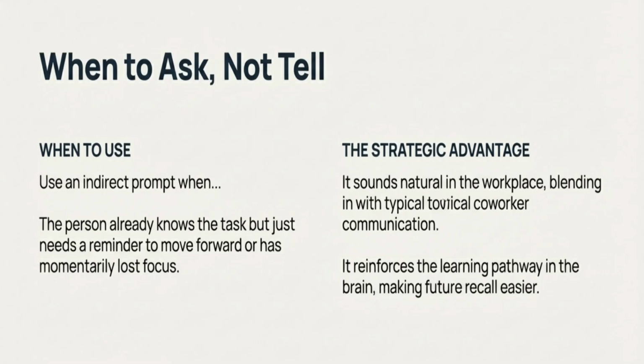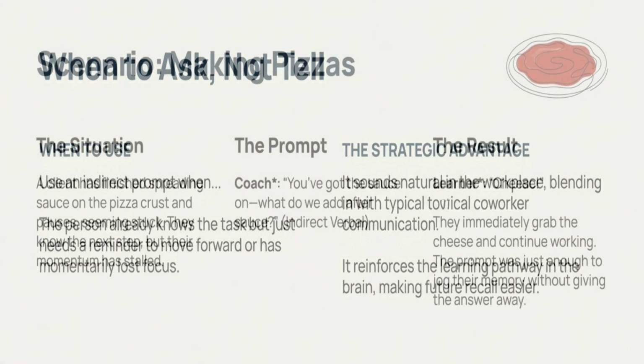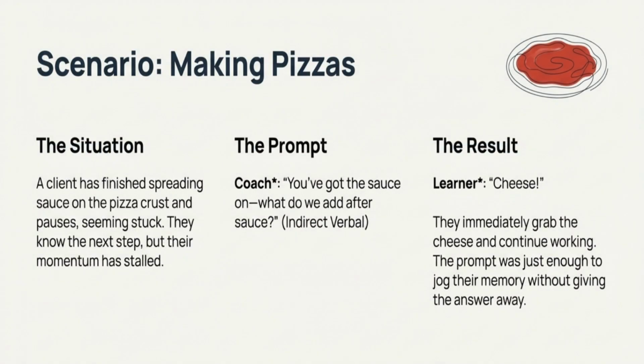Example from job coaching. Your client is making pizzas at a restaurant. They've completed spreading the sauce and they pause. They know what comes next, but they're stuck for a moment. You say, "What's next?" Or, "You've got the sauce on. What do we add after sauce?" This is enough to jog their memory. They say cheese and continue working. That's an indirect verbal prompt. You didn't tell them. You helped them figure it out.